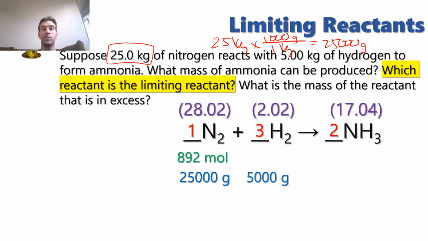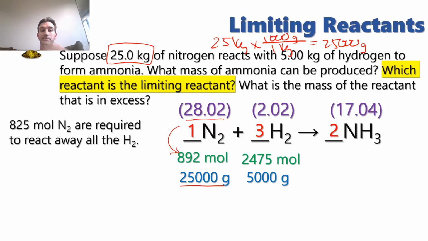As a secondary step, we want to make sure that we convert to moles. Remember, you're going to start with mass. You're going to divide by the molar mass, and that's what leads us into our mole value. Do the same thing with the hydrogen, and we find we have 892 moles of nitrogen in this 25 kilogram sample. We have 2,475 moles in 5,000 grams of hydrogen.